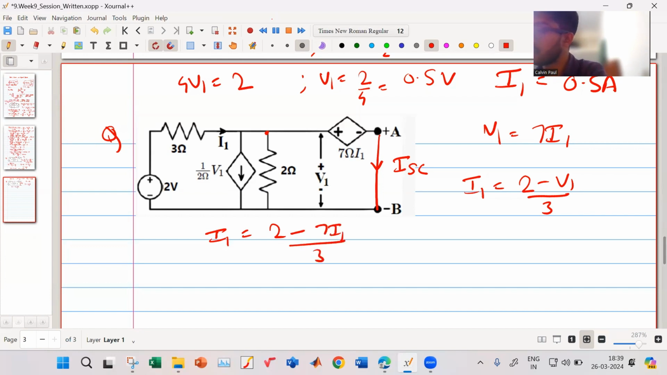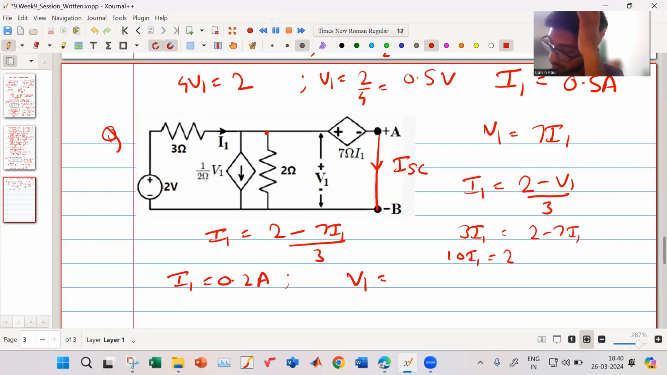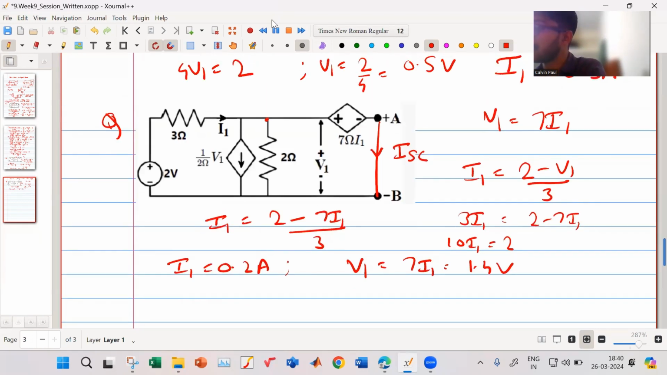So what will we get then? 10 I1 is equal to 2, I1 is equal to 0.2. So you got I1 is equal to 0.2 ampere. Then what will be your V1 then? 7I1, that is 1.4. So this is 1.4 volt. Then what is your ISC?